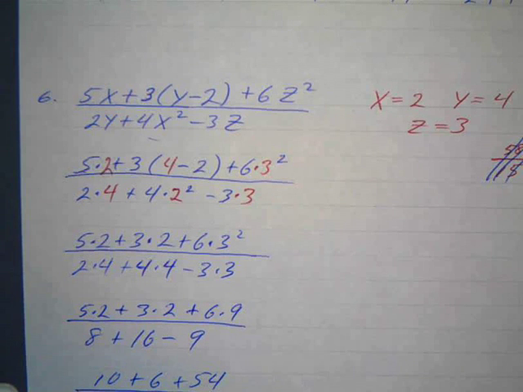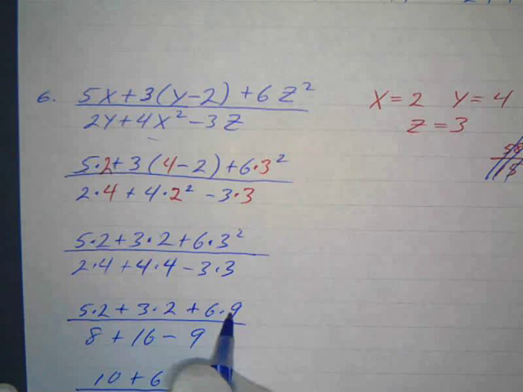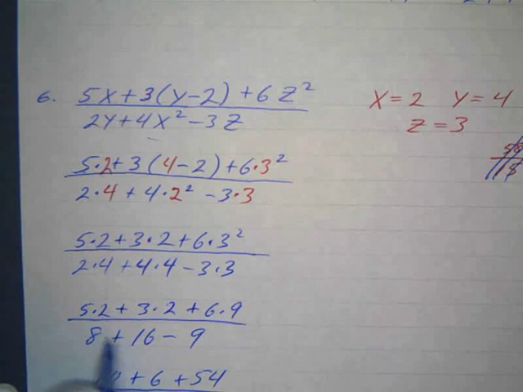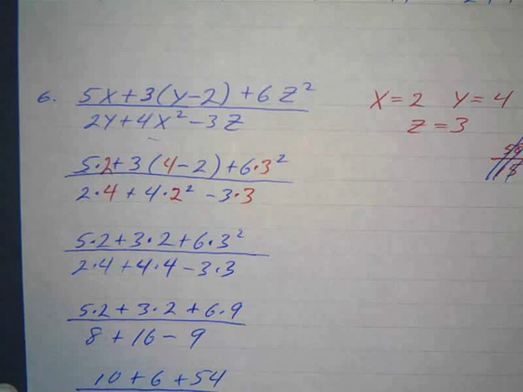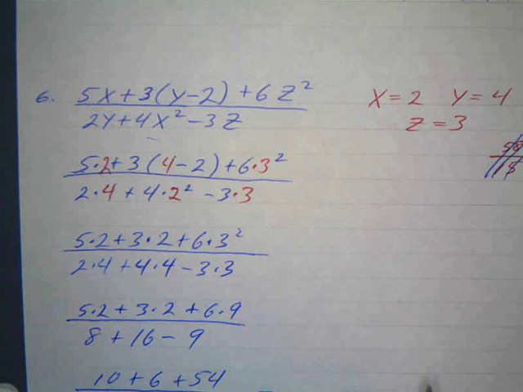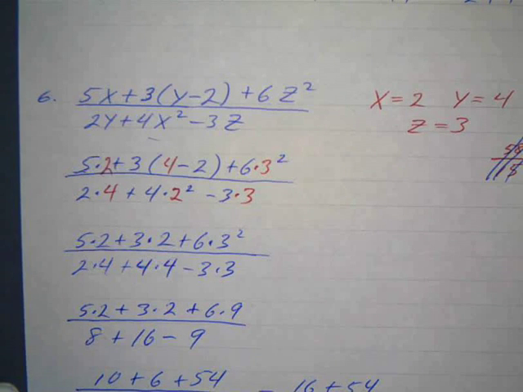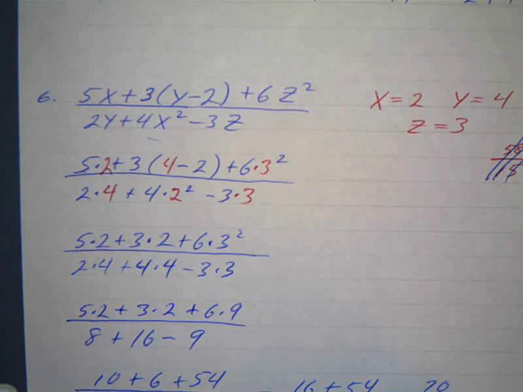And in the bottom, I can start adding these now, because there I'm doing my multiplying from left to right. Multiply, multiply, multiply, no dividing. And in the bottom, I've got 8 plus 16 is 24 minus 9. I can simplify that. Now here I can add these now from left to right. So 10 plus 6 is 16. Plus 54 all over, and 24 minus 9 is 15. Now 16 plus 54 is 70. So I've got 70 in the top, over 15 in the bottom.